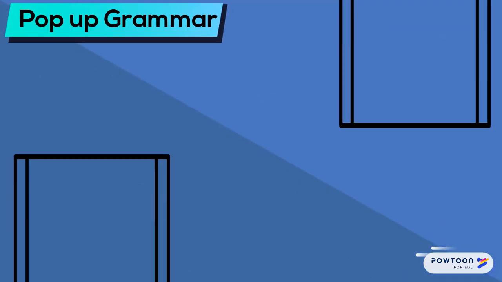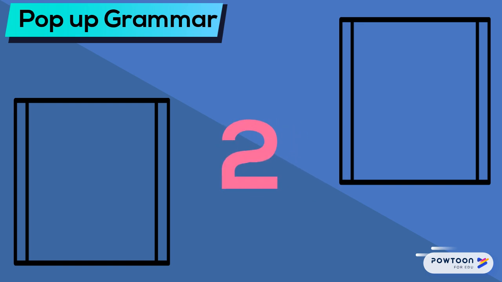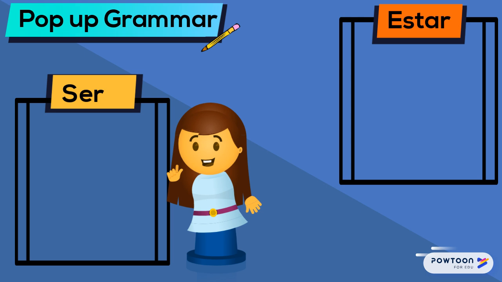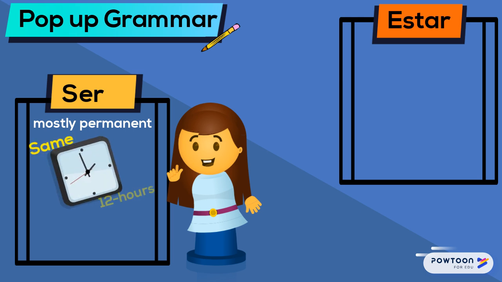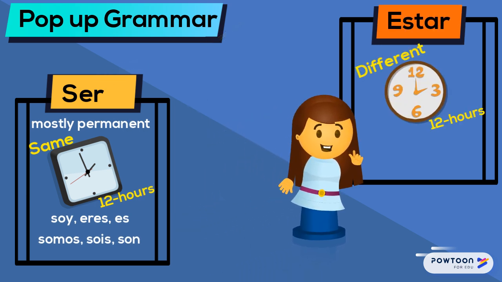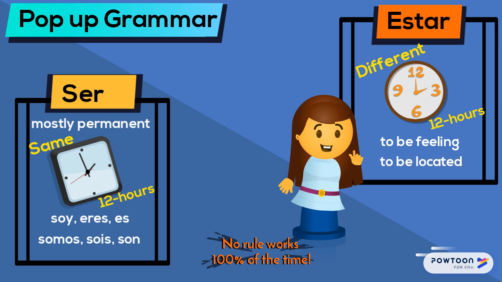Now remember I said there are two words that mean to be in Spanish, ser and estar. I don't want to go in depth here on the different ways to use them, but remember ser is used for mostly permanent characteristics. I like to say that for anything that is likely to be the same 12 hours from now, use ser, soy, eres, es, somos, sois, and son. And anything that is likely to be different in 12 hours, use estar. Plus, estar really means to be feeling or to be located, not just to be.